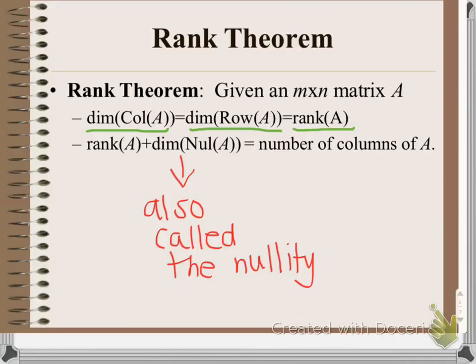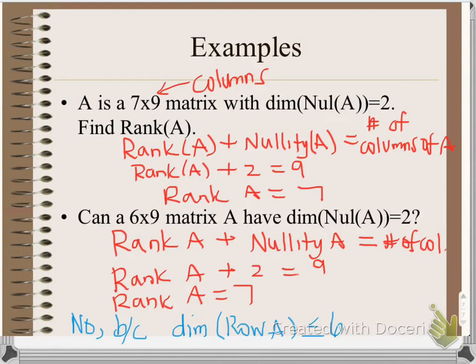So be careful not to confuse the column space of A with the dimension of the column space of A, right? The column space of A is going to be a span of vectors, but the dimension is going to be a finite number. So that's sort of like vectors and scalars, right? So just be careful. The rank of A plus the nullity of A, and nullity is another word for the dimension of the null space of A, equals the number of columns of A. Okay, we talked about that already.